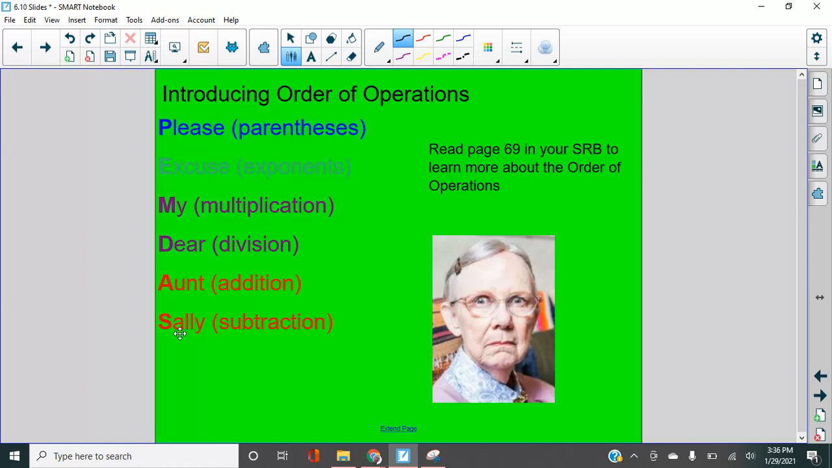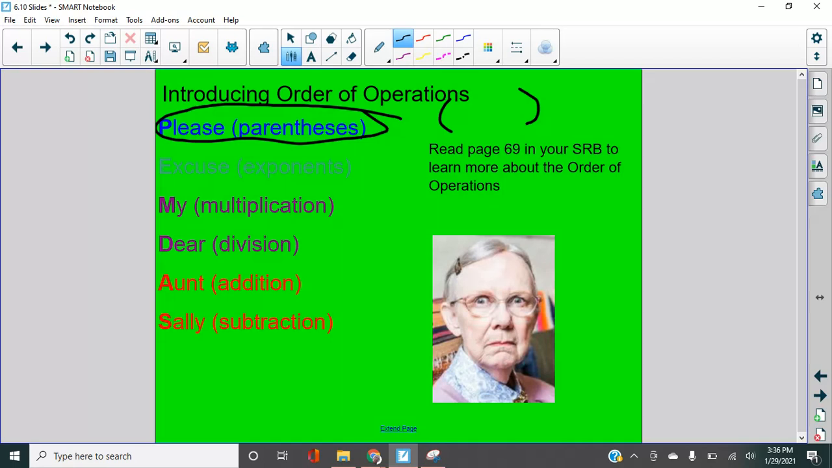This is going to show you the order of things that you should do if you see them in a problem. First, we do parentheses, right? Remember those brackets? Anything you see in parentheses is always first. Then we do exponents. Now, you're not going to see exponents in 3rd grade. You're not even going to see exponents in 4th grade.